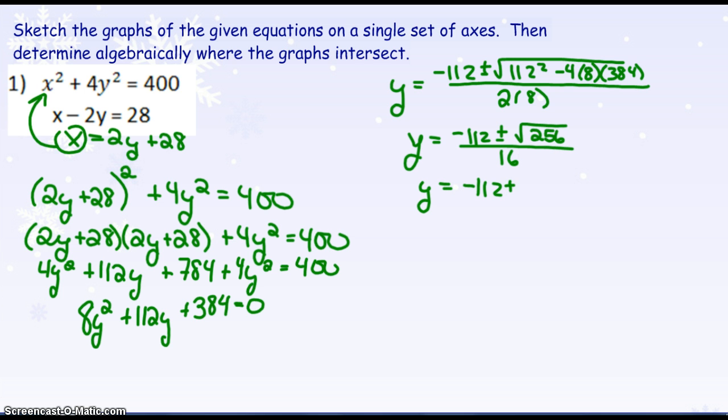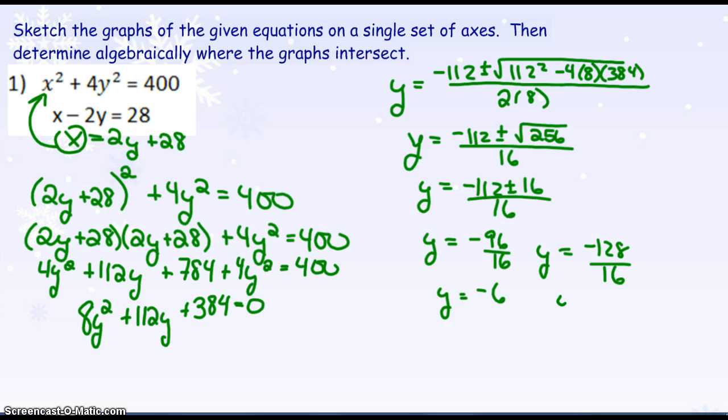Negative 112 plus or minus 16 over 16. And this now separates. Negative 112 plus 16 is going to be negative 96 over 16. And negative 112 minus 16 is going to be negative 128 divided by 16. So I have y equals negative 6 and y equals negative 8. So there are the two y values that we have, negative 6, negative 8.